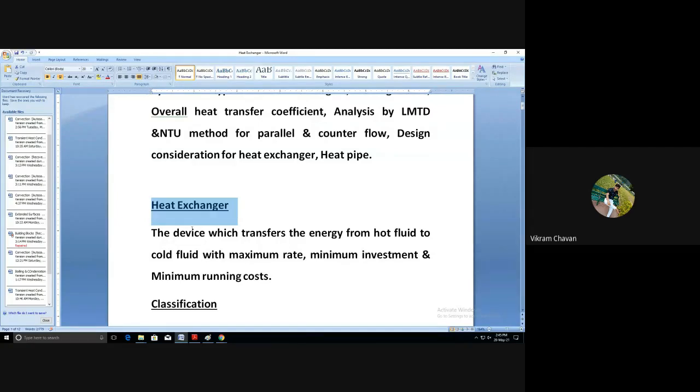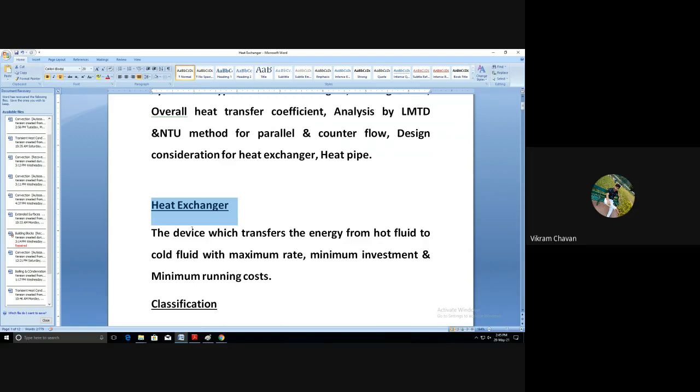Maximum rate means what? The time required to transfer that heat is very small. That is, with less time we are transferring a maximum amount of heat. So that is nothing but maximum rate, minimum investment, and minimum running costs.